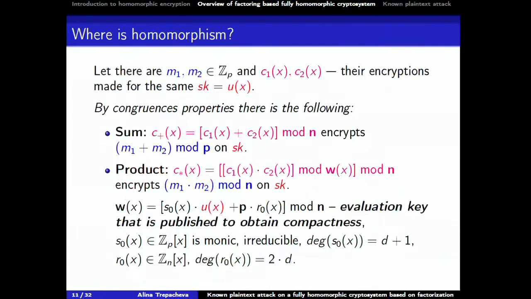And this cryptosystem is fully homomorphic because it is easy to show that the sum and the product of ciphertexts correspond to the sum and the product of plain texts. And also here there is a special encryption of zero plain text that allows to reduce the growth of ciphertext sizes when they are multiplied.